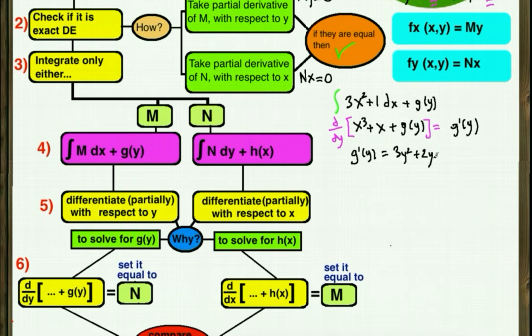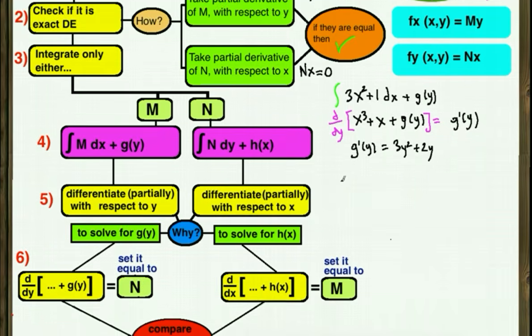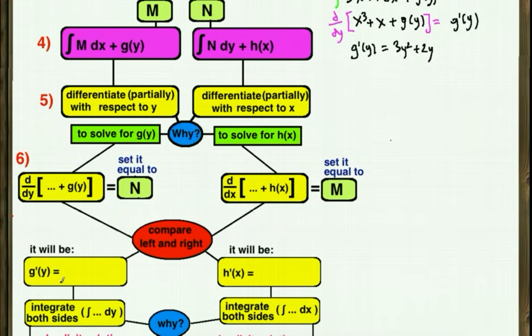And here, g prime of y equals the other half, which is n, and we're going to compare left and right side. Since there is nothing to subtract or add here, that's clear as desired, g prime of y. So this step is automatically done for us. Now we're going to integrate both sides with respect to dy, because we want g prime of y to be g of y. So we integrate both sides.